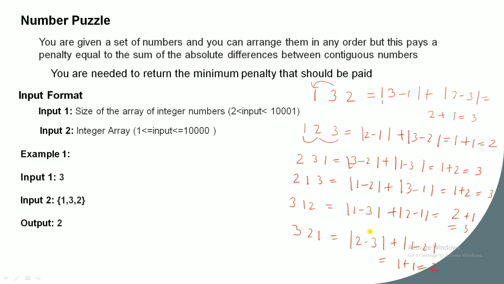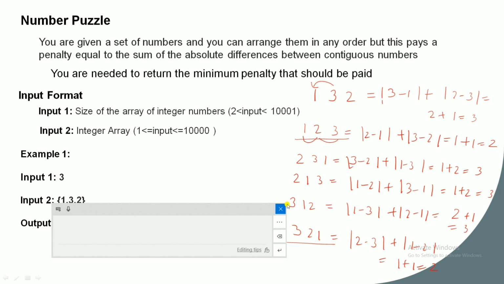So in all the cases, only two cases give the minimum sum. What are these cases? 1, 2, 3 is sorted in ascending order, and 3, 2, 1 is sorted in descending order. So the question is clear: we have to sort and then arrange. Then we will code.